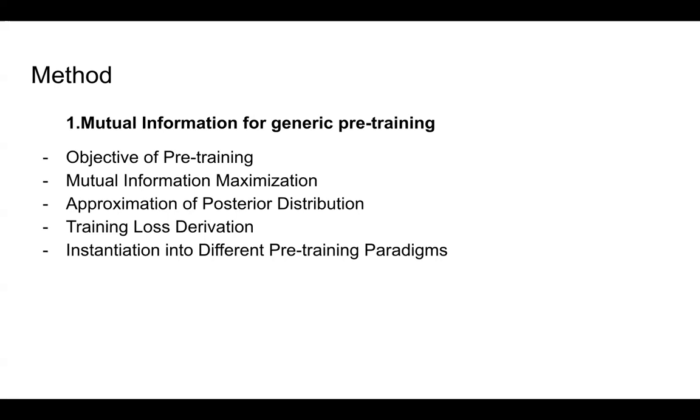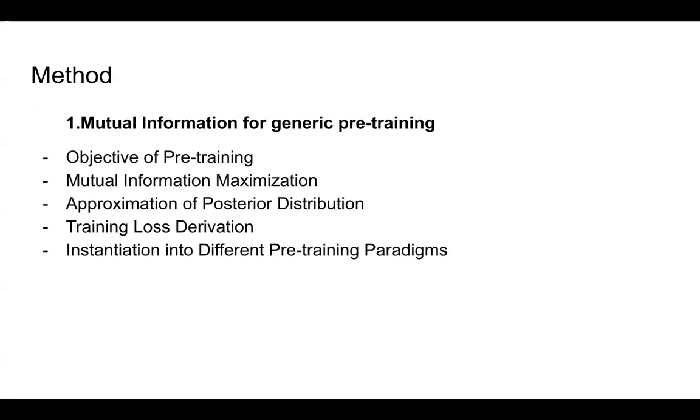Let us start with the objective of pre-training. The primary goal of pre-training is to learn representations that effectively capture the underlying structure of the training data, and this is achieved by maximizing the conditional mutual information between the encoded representation of input and target data. The second one is mutual information maximization. The objective function for pre-training is formulated as maximization of conditional mutual information between the input and output.